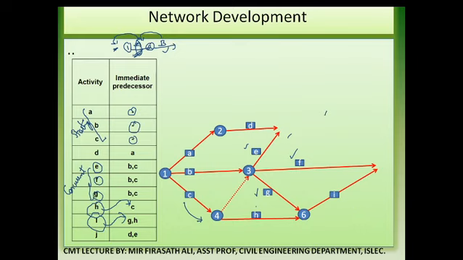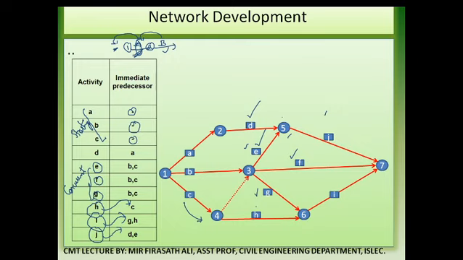From D and E what we will get? Activity J. Where is activity D? Activity D is over here. From activity D and activity E we will get activity J. The project will come to an end when J, F and I meet at one event. See, at the 7th event the project ends.